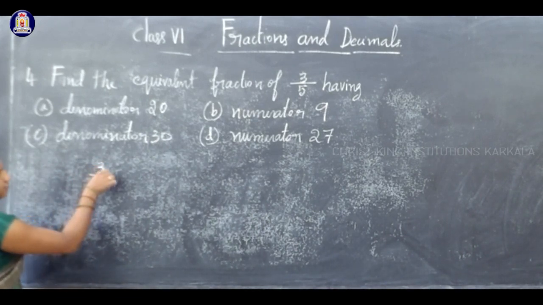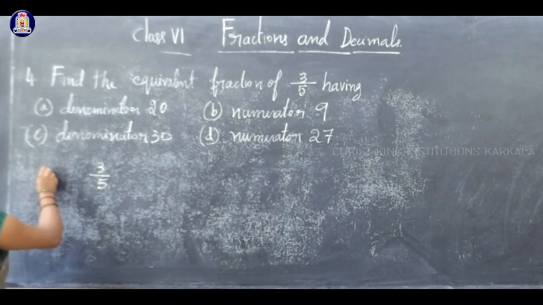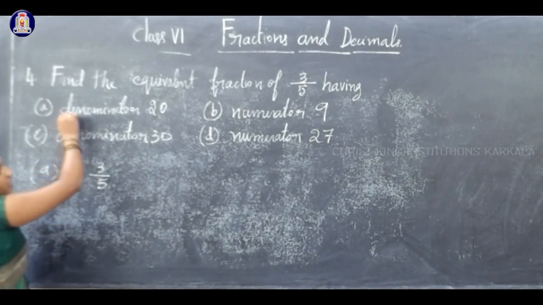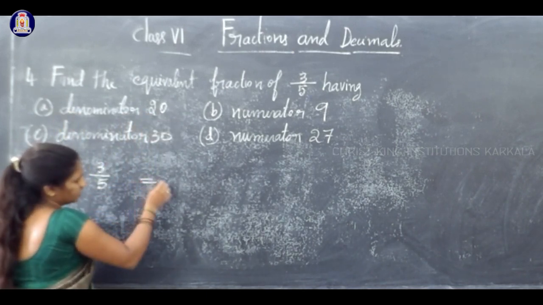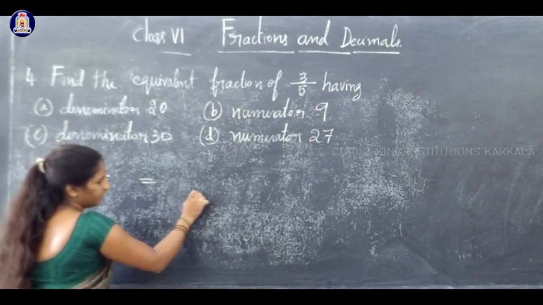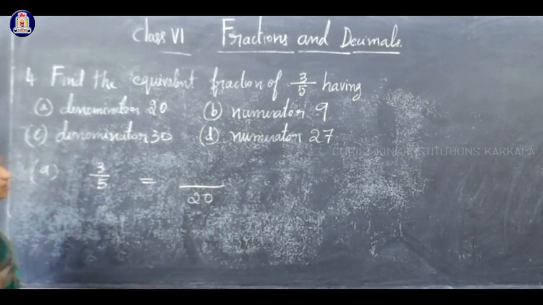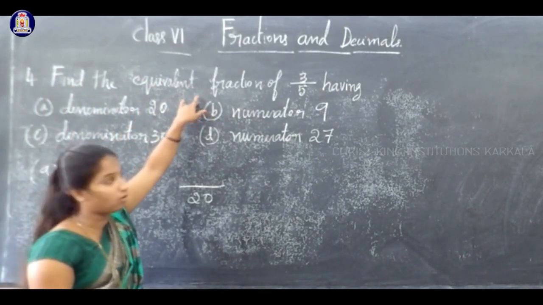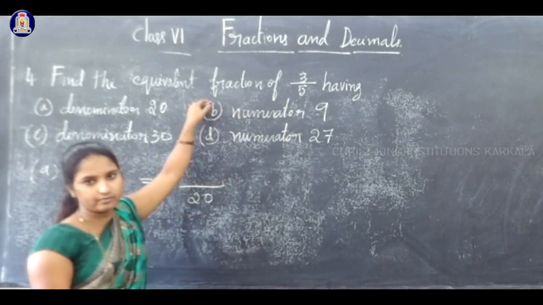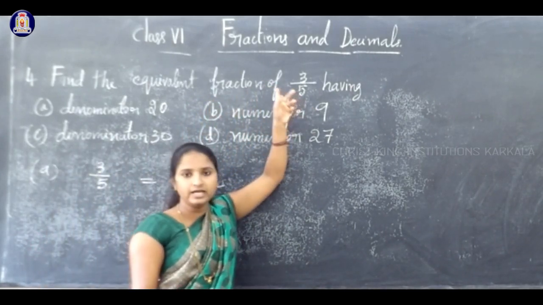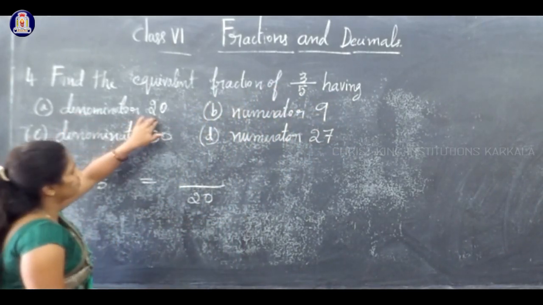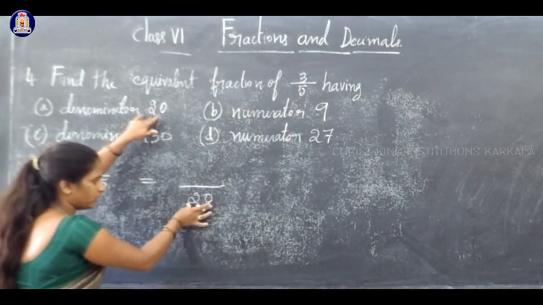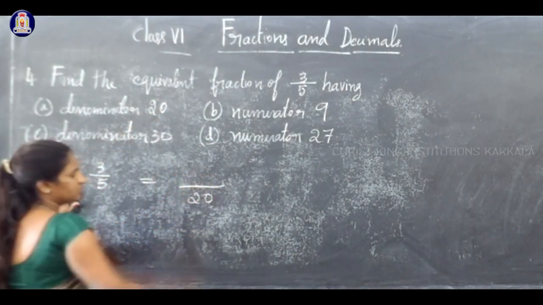Okay. So, 3 by 5 equivalent fractions having denominator 20. A, that is, the denominator is 20. So you should get the denominator as 20. So now the question is given like this: find the equivalent fractions of 3 by 5 having the denominator 20. So you should get the denominator as 20 and see what value you get in the numerator.